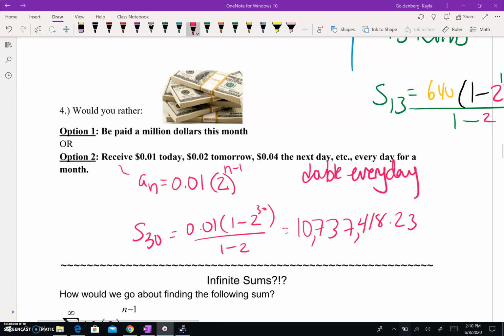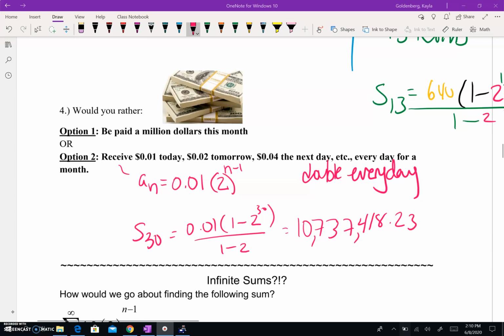Okay, so the two options are, would you rather get $1 million this month or get a penny today, 2 pennies tomorrow, 4 pennies the next day? And you probably at first are thinking, well, the second option doesn't look very exciting right now. But thinking about the fact that you're doubling every day, it might be able to grow to a substantial amount towards the end. And if you're thinking along those lines, you're correct.